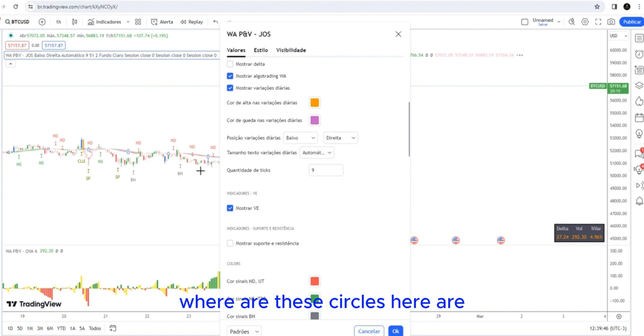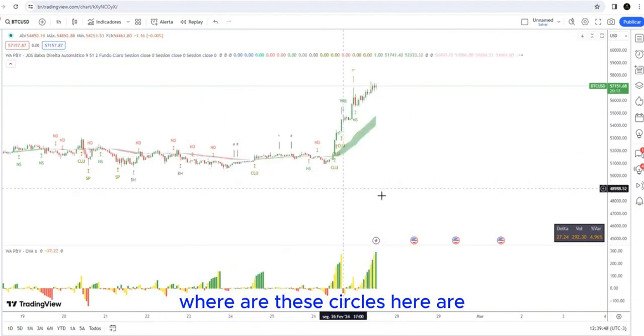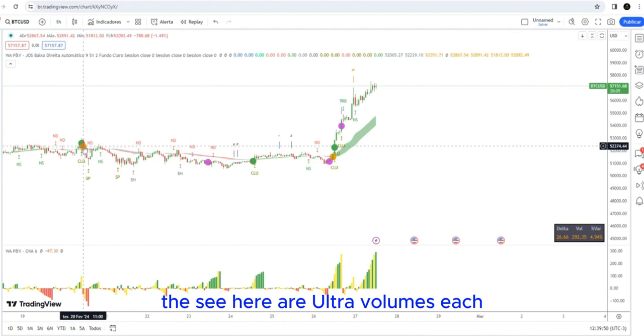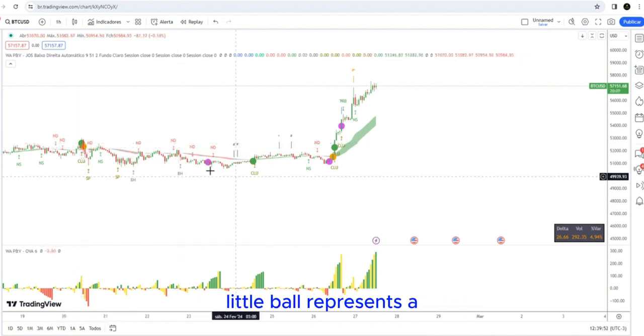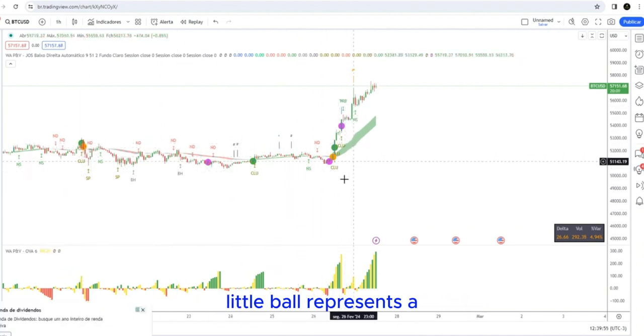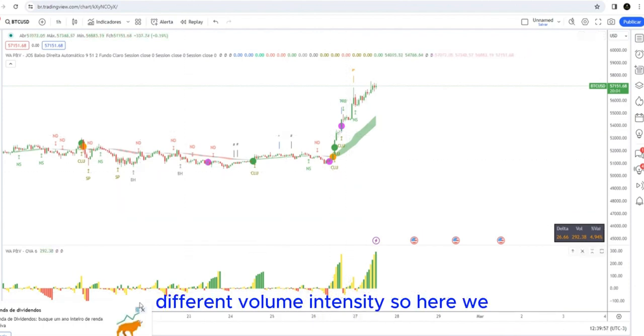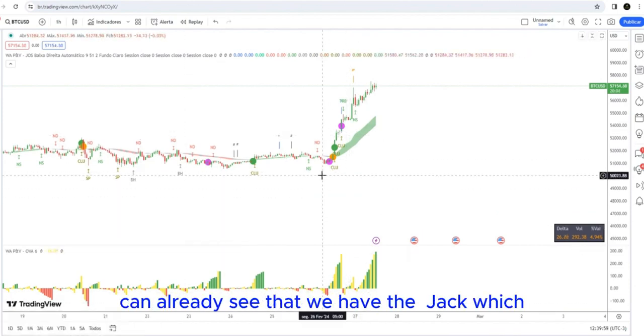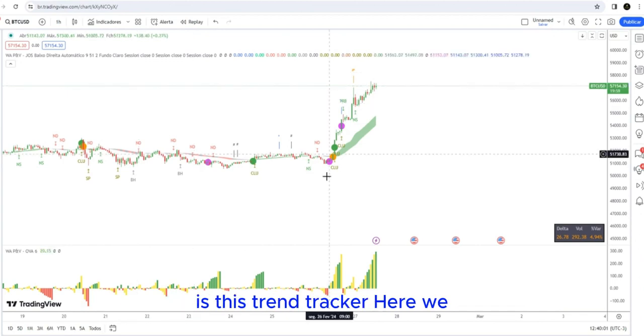Where are these circles? Here are the C. Here are the ultra volumes. Each little ball represents a different volume intensity. So here we can already see that we have the Jack, which is this trend tracker.